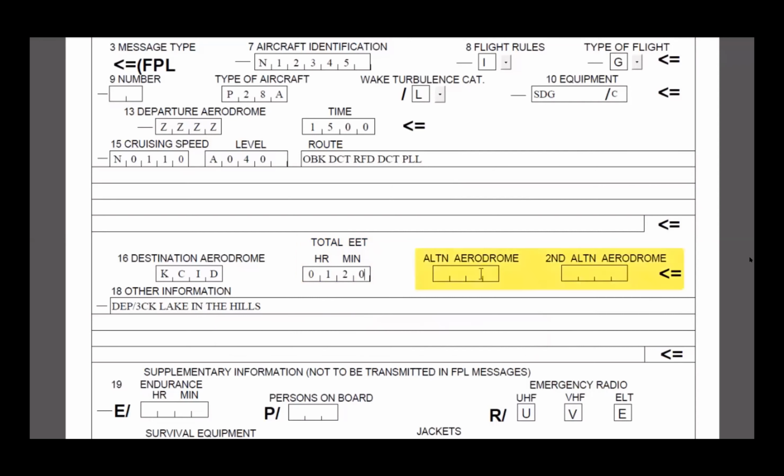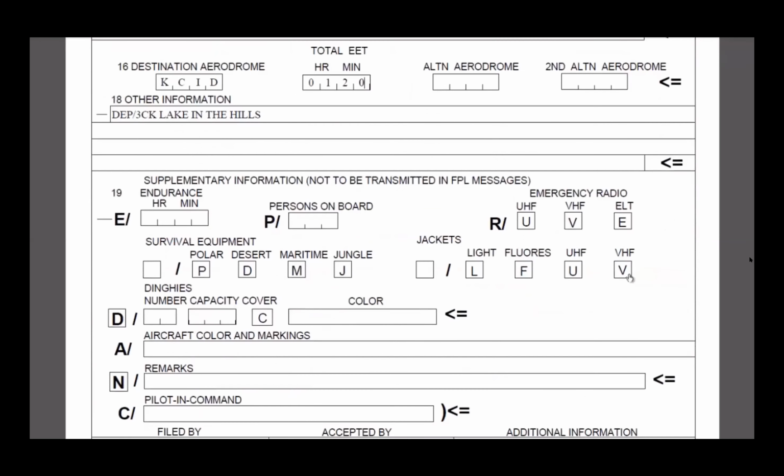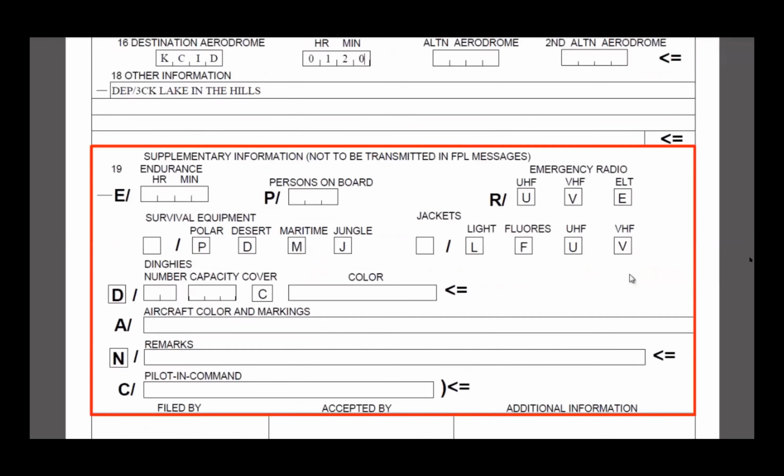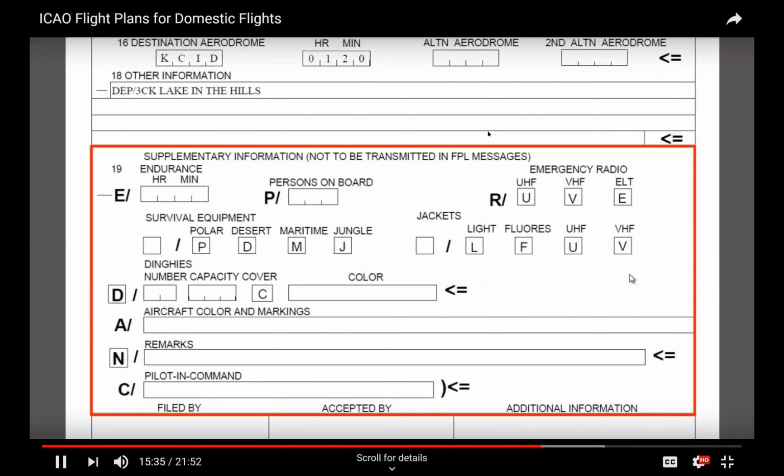Our alternate airports would go right here. If you have any alternates, you would put it in alternate aerodrome, or second alternate aerodrome if you have 2 alternates. The supplementary section is next here. This information is not going to be transmitted with a flight plan, but it is kept for emergency purposes. It's like search and rescue information.